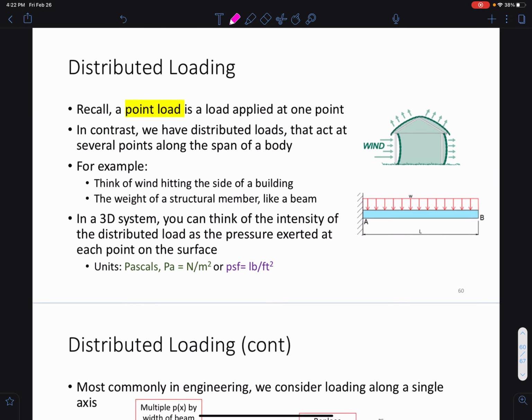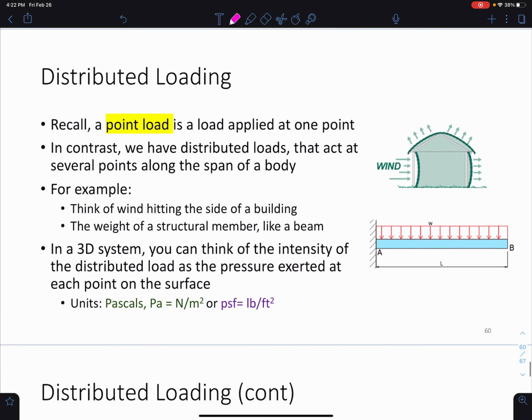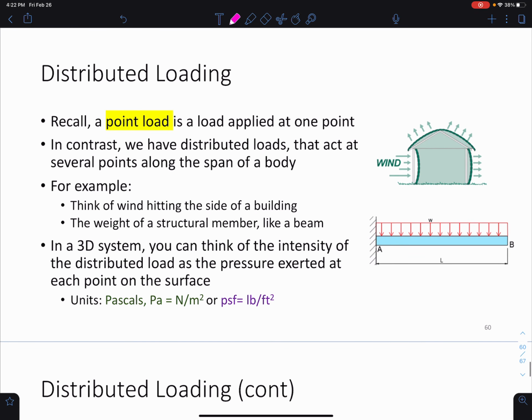All right, so the last concept that we're going to go over before we call this topic quits is distributed loading. This is a super important concept that comes up in every type of structural system that you're going to design. So remember, we have point loads, and the definition of a point load is exactly what it sounds like. It is a load that is applied at one point.